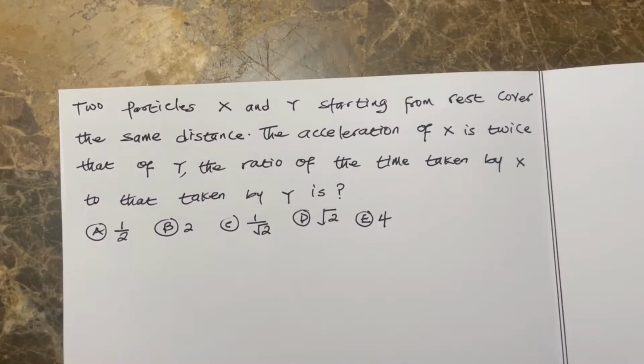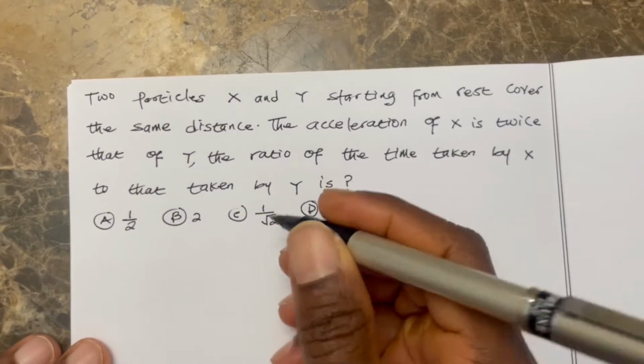The ratio of the time taken by X to that taken by Y is, all right, so this is a very interesting problem, and it is a word problem, basically. You just need to analyze it. So I'm going to analyze this one by one, and let's see how we can go about that. All right, so solution.